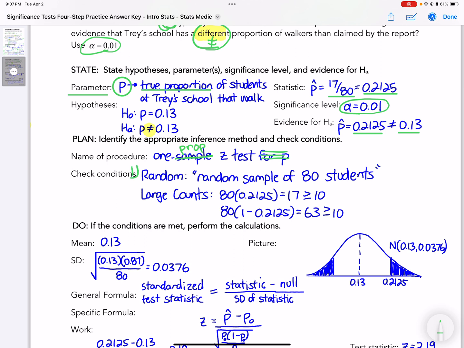The two conditions we're going to check are random sample, and it is given that it's a random sample, and then large counts. For large counts for this one, remember, is np greater than or equal to 10? So we have n is 80, p is there's my proportion, and that's 17, and that's greater than 10. And then n(1 minus p), which is what we have here, that's 63, and that's greater than or equal to 10. So my conditions are met, which allows me to go ahead and proceed with the test.